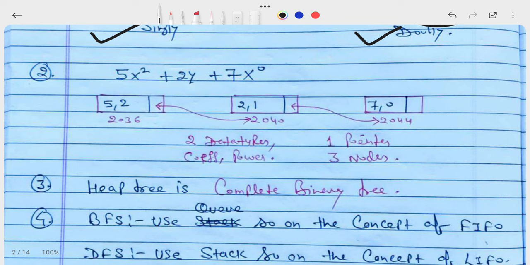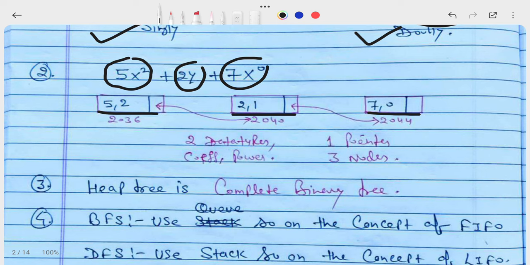Question number 2. In question number 2 we asked: 5x square plus 2y plus 7x square. How many data types, pointers and nodes are there to represent the polynomial? In this polynomial, the first one is a term, the second one is a term, the third one is a term. Term means node. This is the first node, this is the second node, this is the third node.